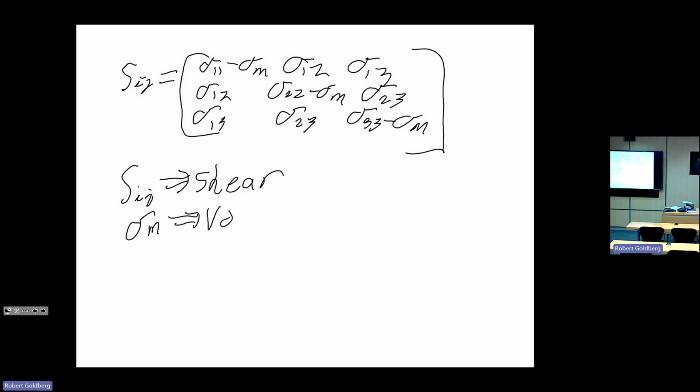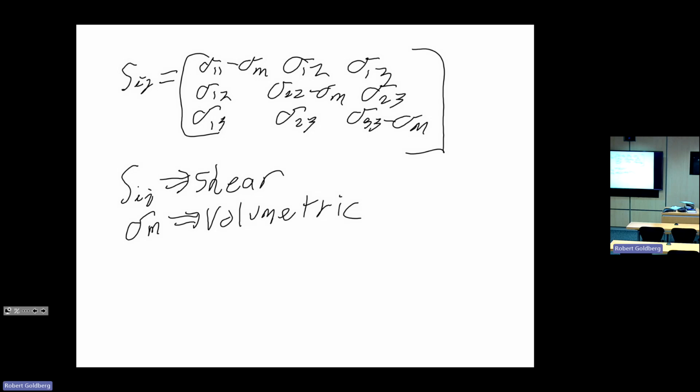because the mean stresses are volumetric stresses. It's like if you blow up a balloon. If you blow up a balloon, the stresses that are put on the balloon as you blow it up are volumetric stresses, because they serve to increase the volume.